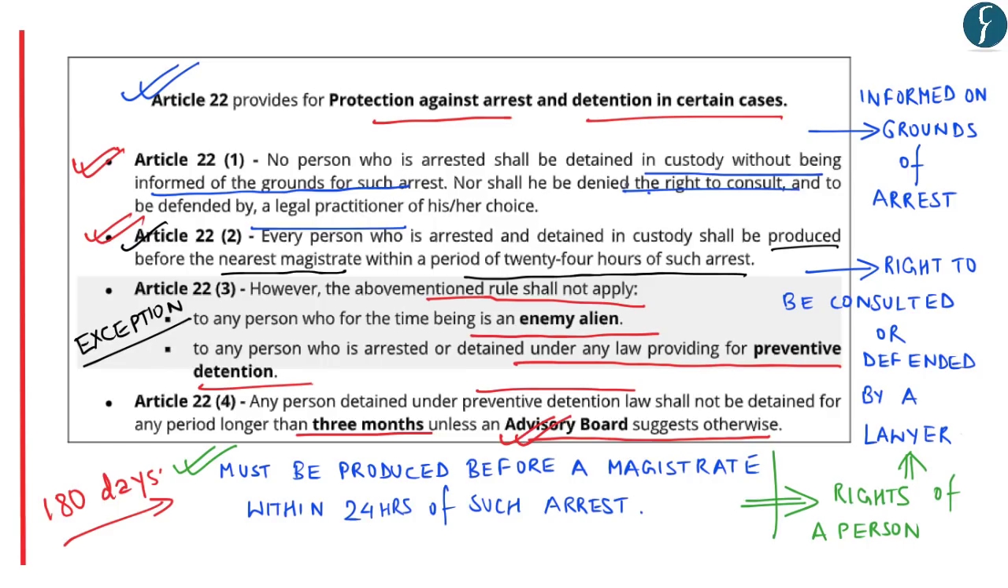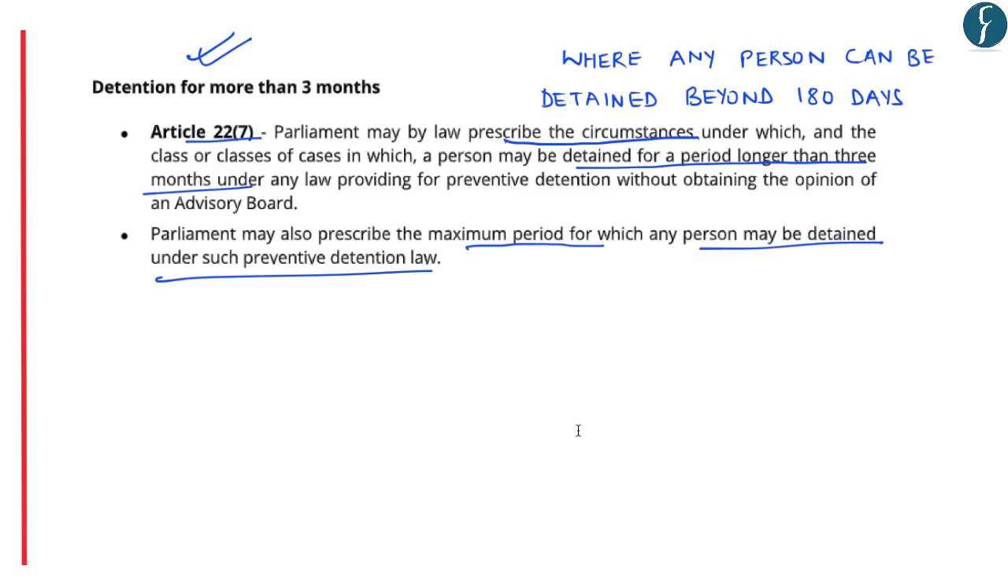In case of normal arrest, they have the right to get informed on grounds of arrest, and they also have a right to be consulted or defended by any legal practitioner or a lawyer. However, these two rules shall not apply if the person concerned is an enemy alien and if a person is detained under preventive detention law. And for preventive detention law, a person shall not be detained for more than 180 days. And if the detention has to extend beyond 180 days, then in such case, the suggestion of the advisory board has to be taken. Further, if the Parliament also wants to extend this period of 3 months, that is 180 days, then by law, the Parliament can prescribe for such an event.